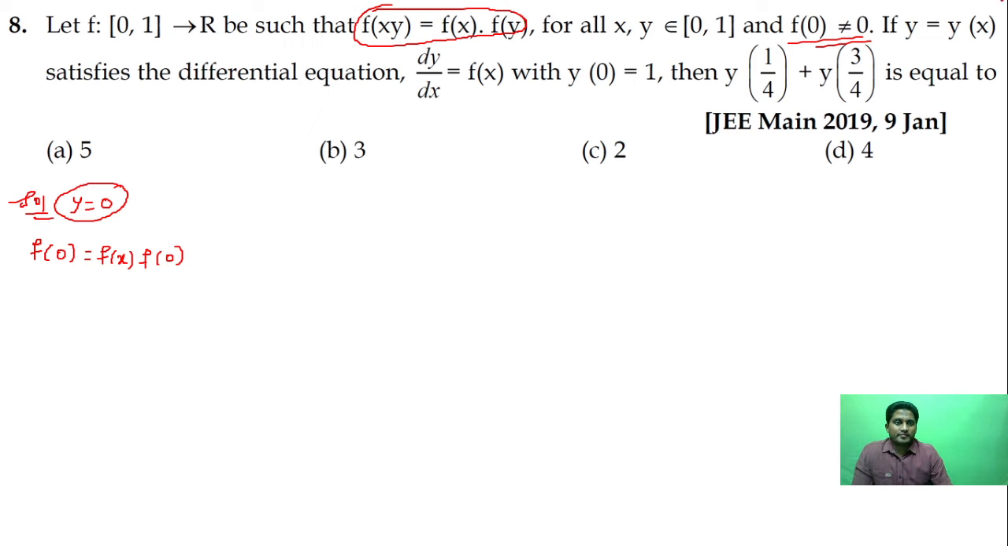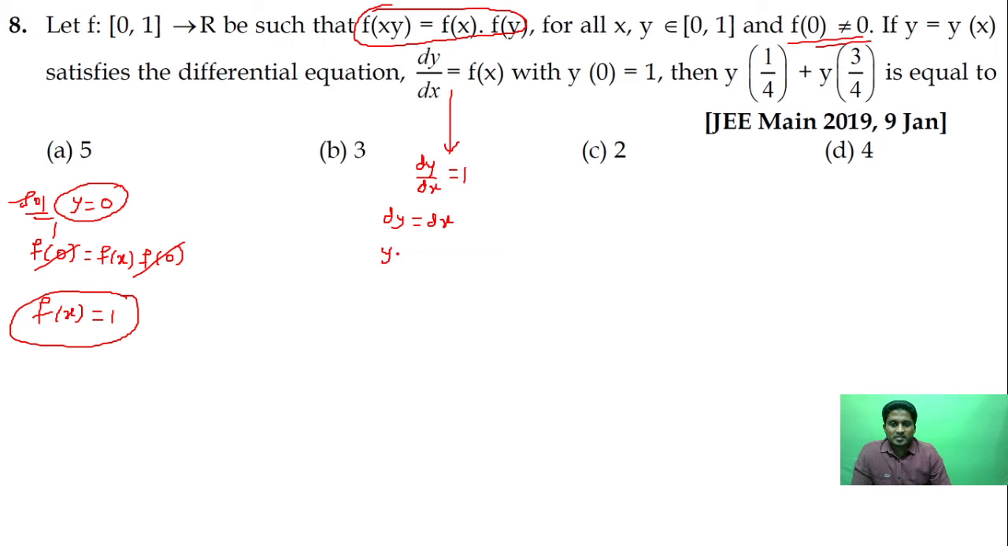Is it okay? So f(0) cannot be 0, it's already given in the question. I can cancel this, so you get f(x) is equal to 1. Once I get f(x) is equal to 1, if I substitute here, you get dy by dx is equal to 1. Cross multiply, you get dy is equal to dx. Integrate both the sides, you get y is equal to x plus c. Call this equation 1.